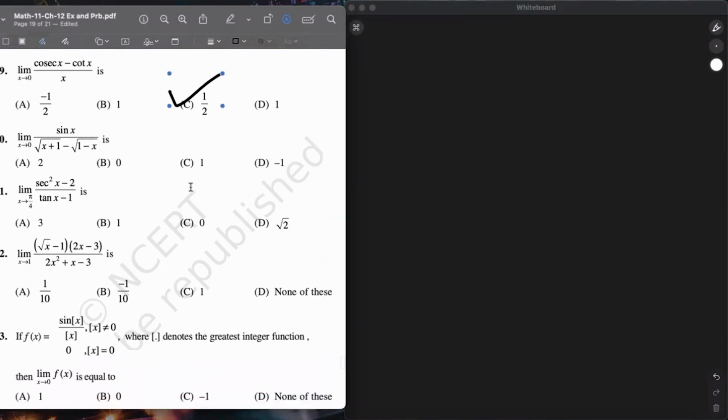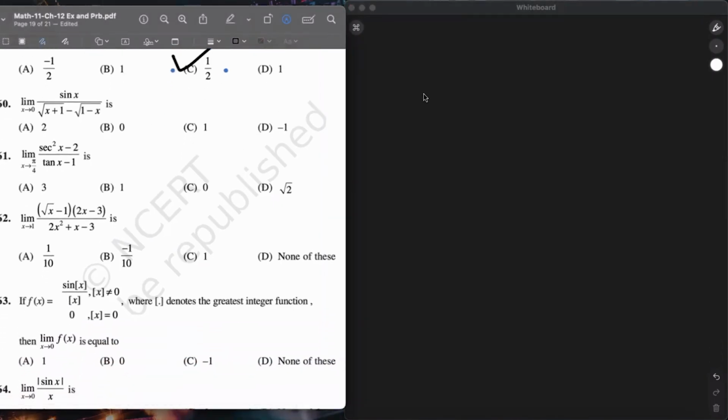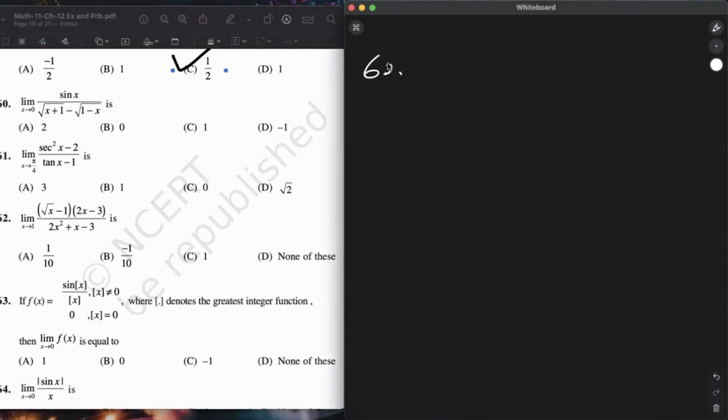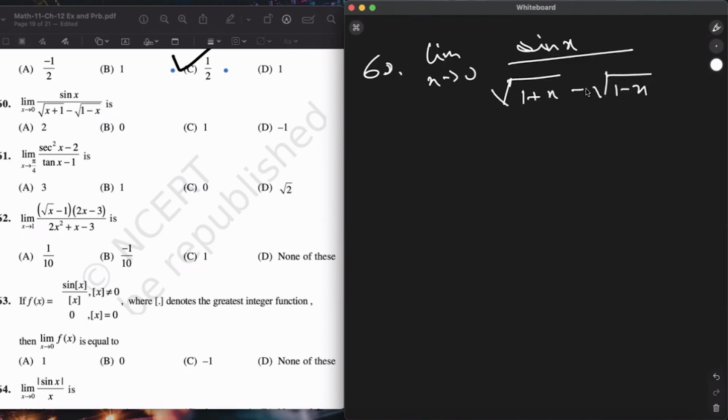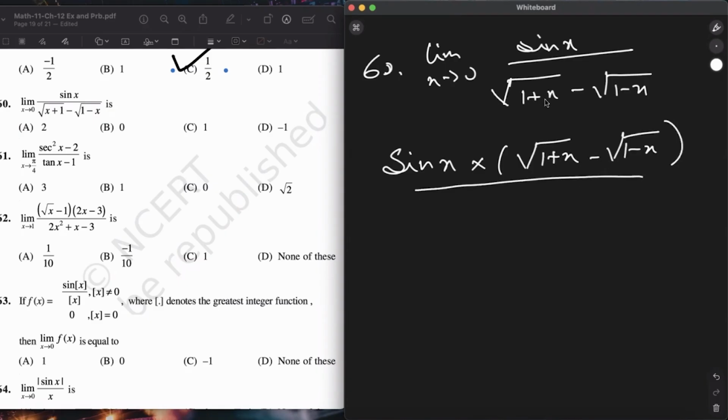This one. Next up is question number 60. In question number 60, we have been given a limit on x, there's a sin x term, which is whole divided by under root of 1 plus x minus under root of 1 minus x. Simply, to simplify it, we can multiply and divide with the conjugate of this. So sin x multiplied with under root of 1 plus x minus under root of 1 minus x, over 1 plus x minus 1 plus x. So there will be a 2x over here.